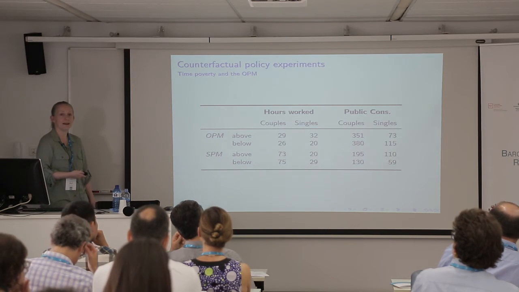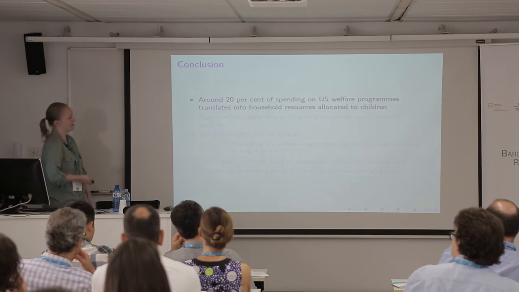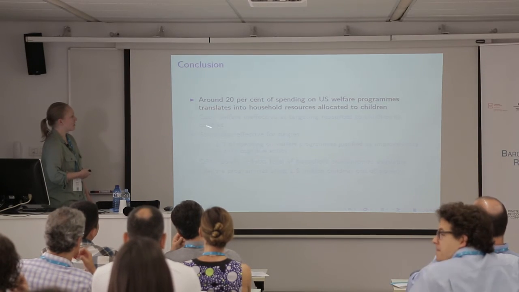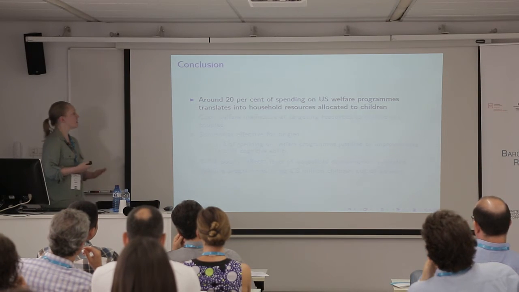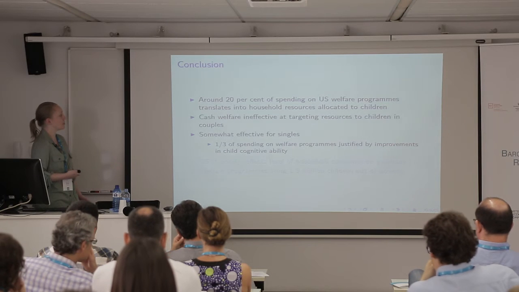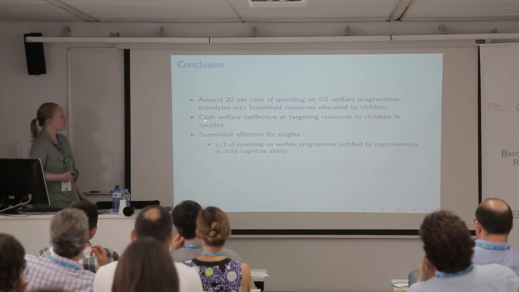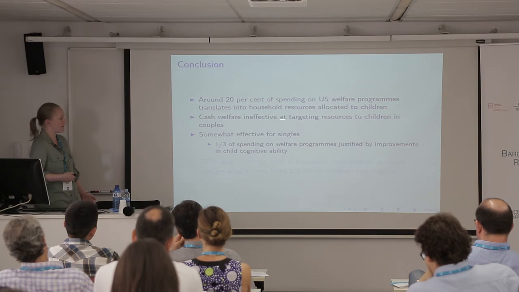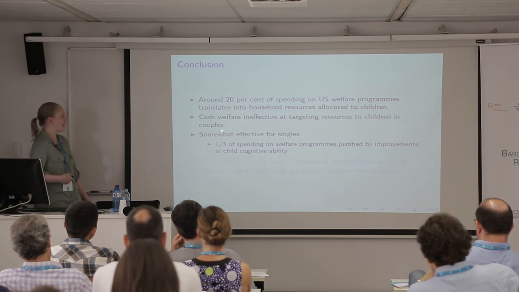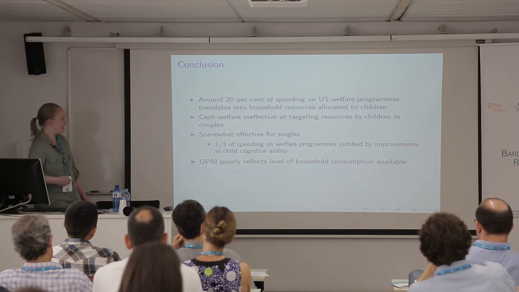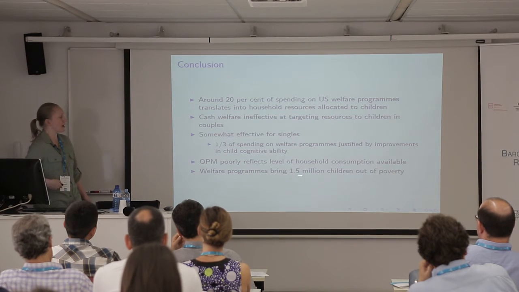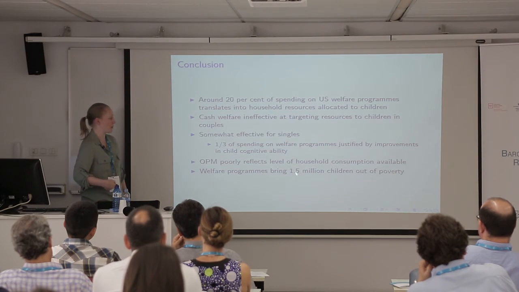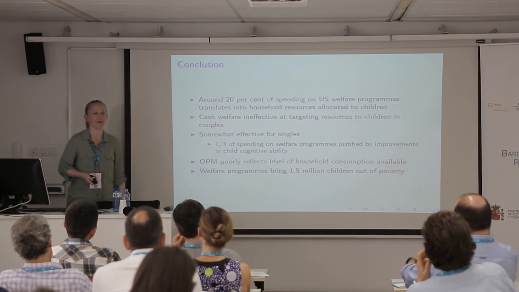Okay, that's it. To conclude: sorry, that should be 30%. Around 30% of spending on welfare programs translates into resources allocated to children. Cash welfare seems somewhat ineffective in targeting resources to children. The official poverty measure poorly reflects household consumption. I actually updated these estimates this morning, but welfare programs bring about 3 million children out of poverty.